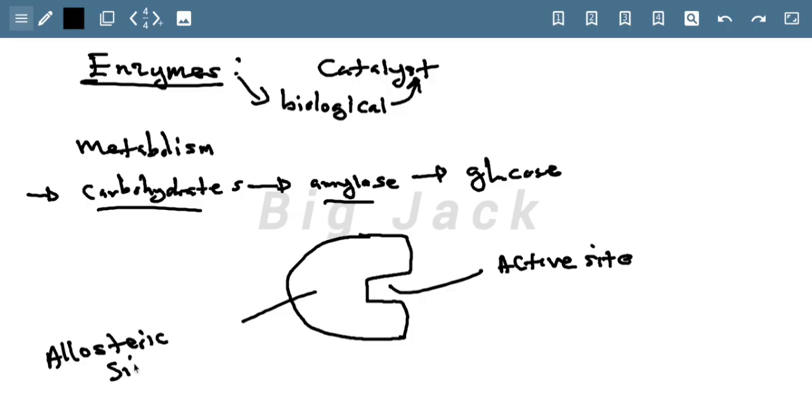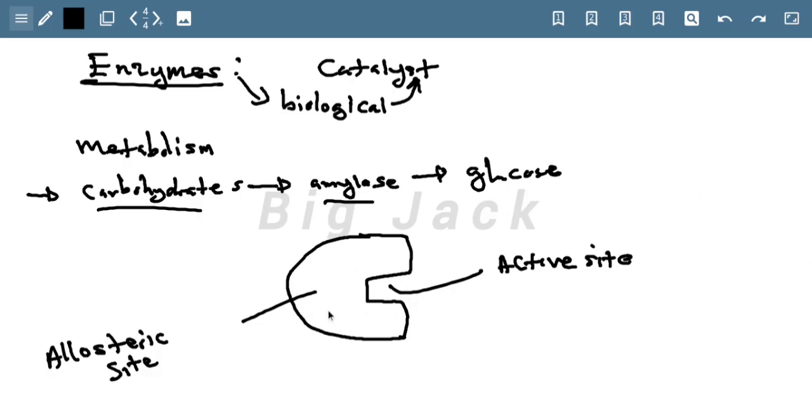So the allosteric site is the one which undergoes denaturation when we start looking at the characteristics of enzymes. We are going to look at that one also. So let's just focus on this part here. We have the allosteric site and the active site. The active site is where the substrate binds. So you need to know the parts of an enzyme and where the substrate binds.